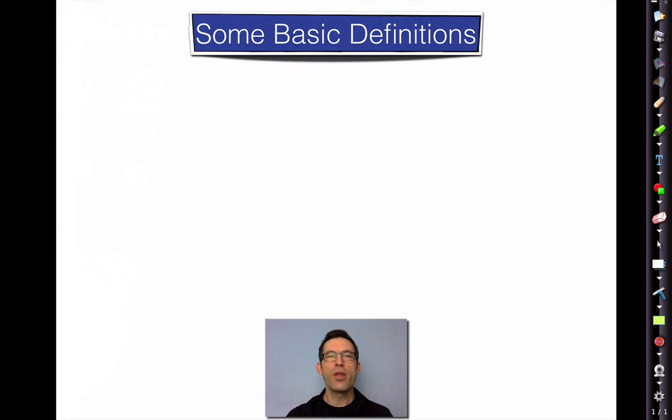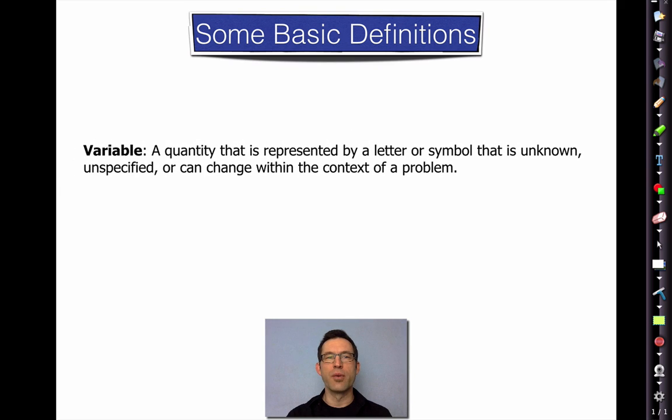All right. Well, the first thing that we want to take a look at is a variable. A variable is a quantity that's represented by a letter or a symbol that's unknown, unspecified, or can change within the context of a problem. So you've been working with variables for a while. A lot of students just think of them as letters, which is understandable.